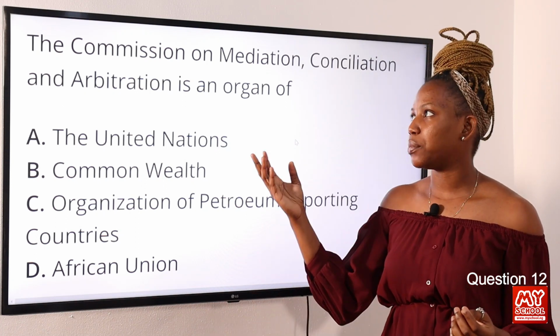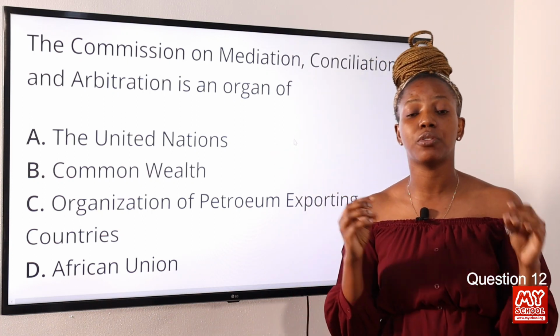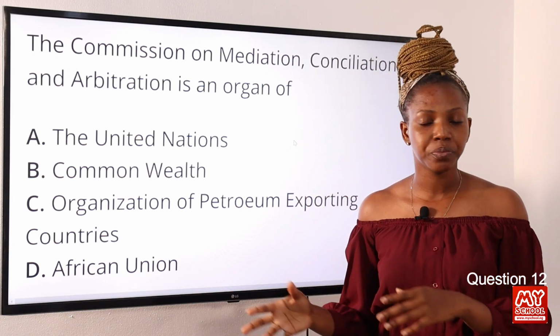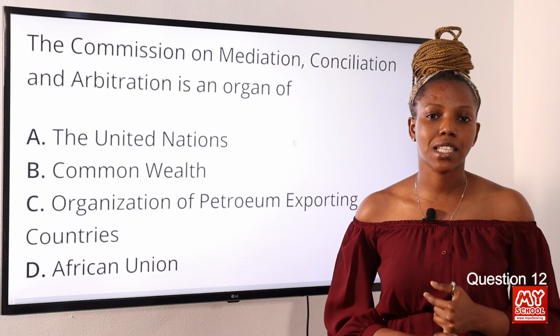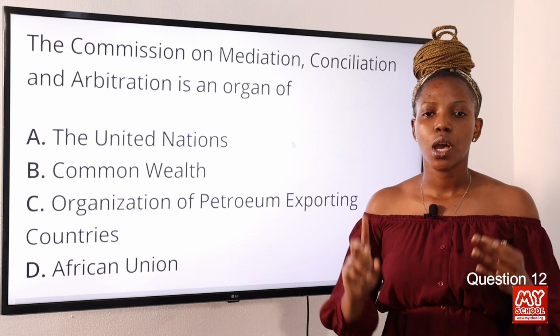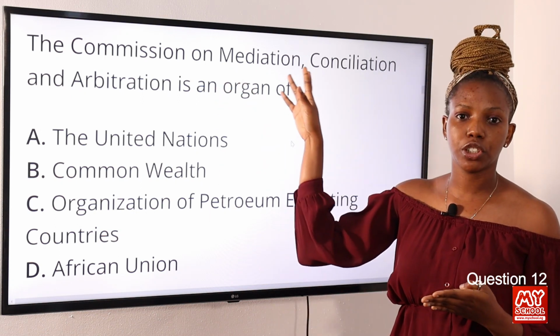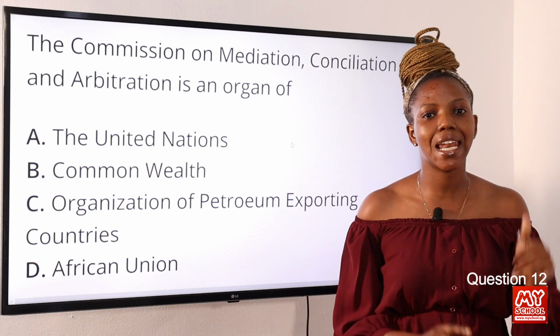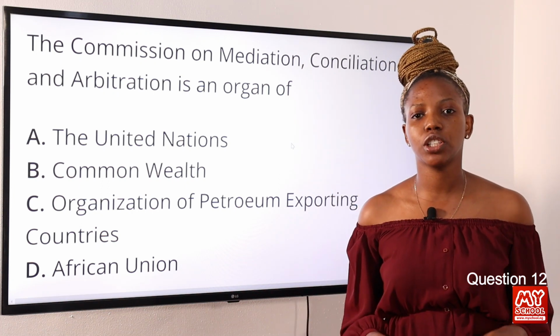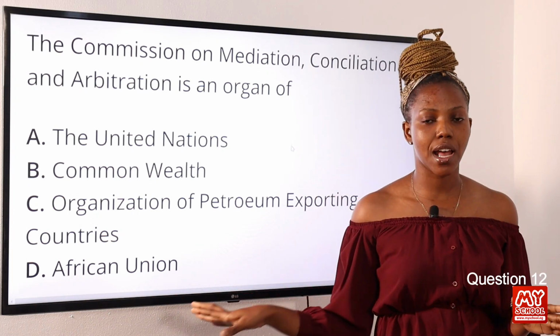Okay, so the Commission on Mediation, Conciliation and Arbitration is one out of the 5 organs of OAU. So we have the Assembly of the Heads of State and Governments, we have the Council of Ministers, we have the General Secretariat, and the 4th one is the Commission on Mediation, Conciliation and Arbitration, and lastly we have the Liberation Committee. So there are 5. So option D is the correct answer to this question.